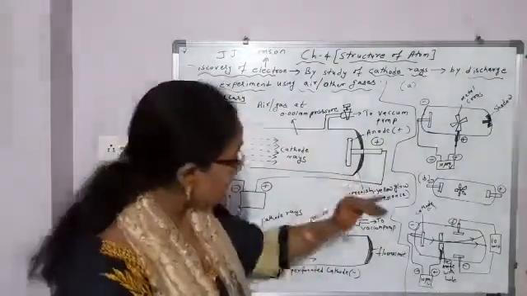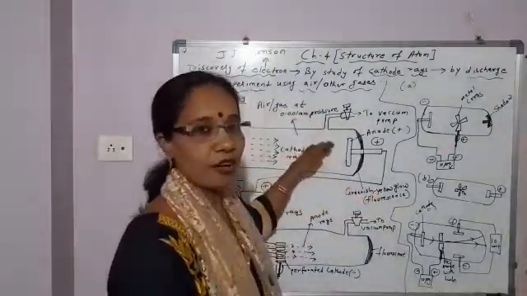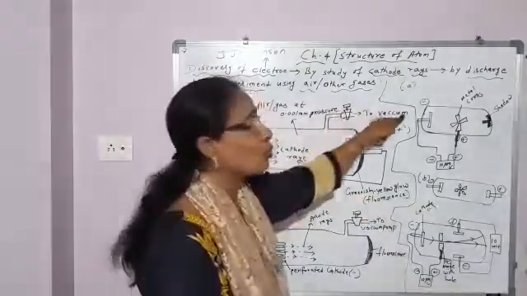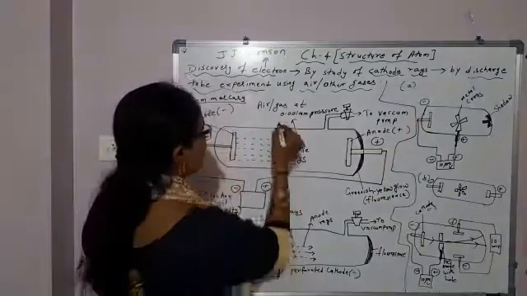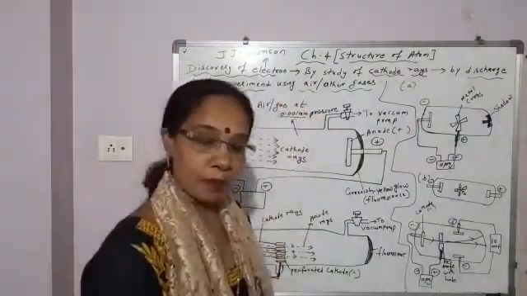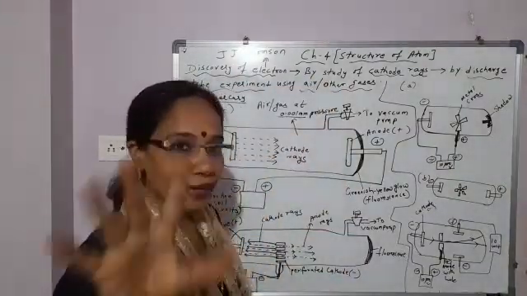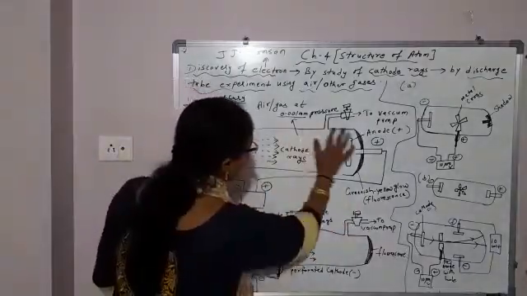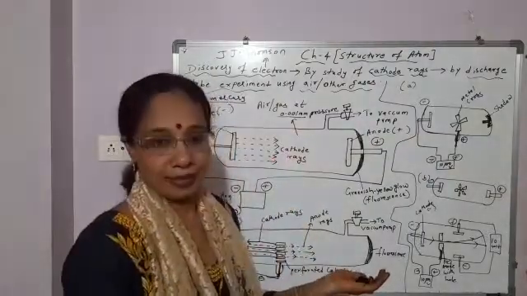Then we will further reduce the pressure of the air or gas in the discharge tube by sucking out the air through the vacuum pump. The pressure is reduced to 0.001 mm. And when the pressure is further reduced to 0.001 mm, what you find is that the discharge inside the tube disappears.